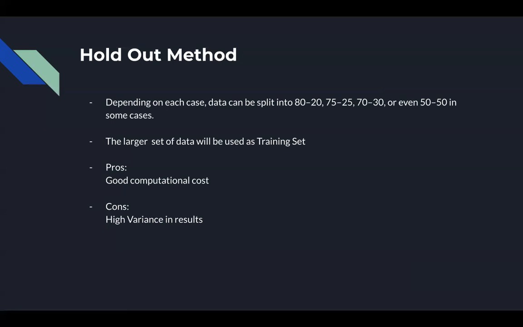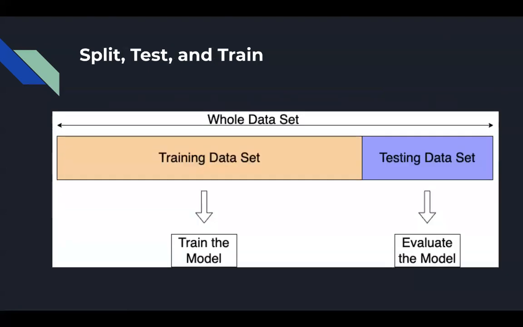Now, the first method we're going to talk about is the holdout method. The holdout method is widely used in machine learning projects, and it is the simplest way to split, train, and test. The data scientist will divide the data into two portions, just like the diagram we saw before. The data scientist lets the larger amount of the data be the training data set, and the smaller amount be the testing data set.